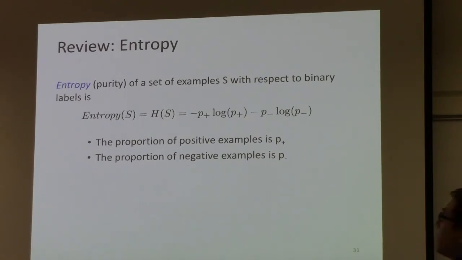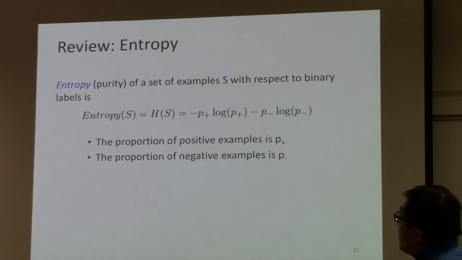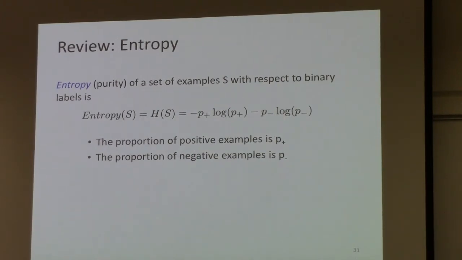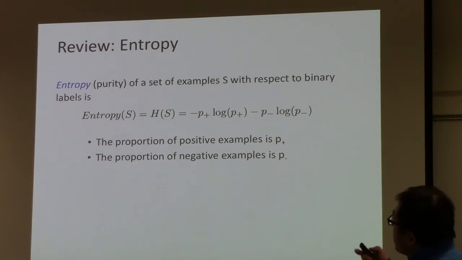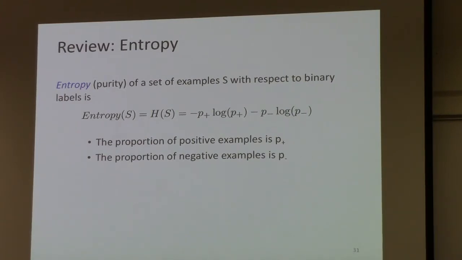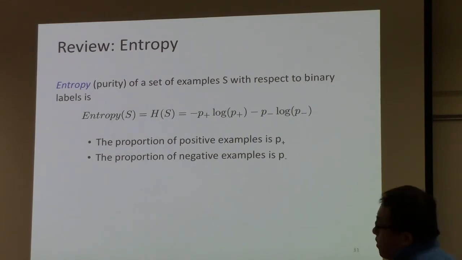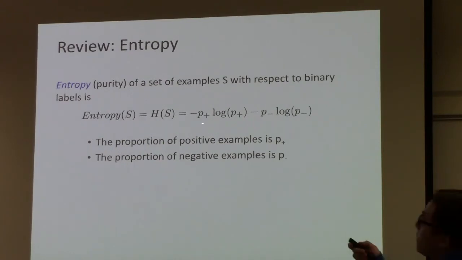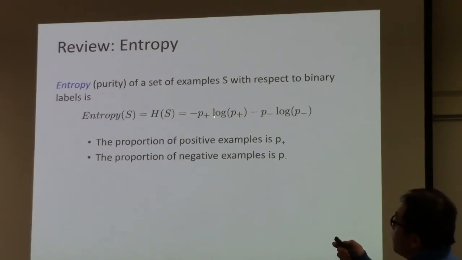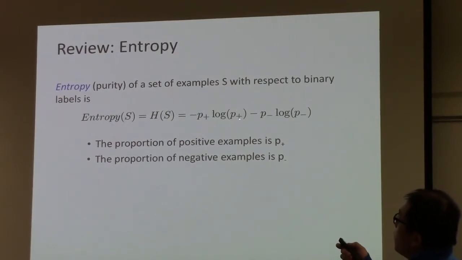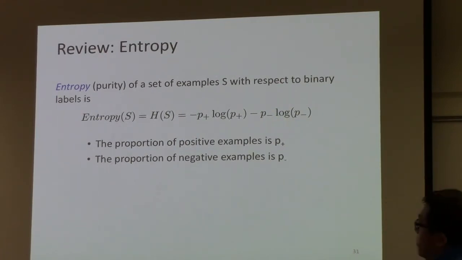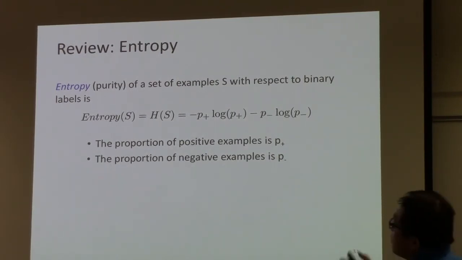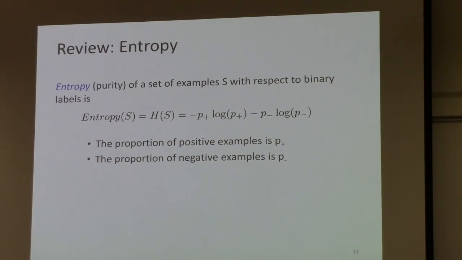First, let us give the entropy, or impurity, of a set of examples with respect to binary labels. The entropy is calculated as follows. Here, P positive is the probability of the positive labels, and P negative is the probability of the negative labels. The entropy is calculated as minus P positive multiplied by the logarithm of P positive, and then subtracting P negative multiplied by the logarithm of P negative. Here, P positive is the proportion of positive samples, and P negative is the proportion of negative samples. It's very simple.